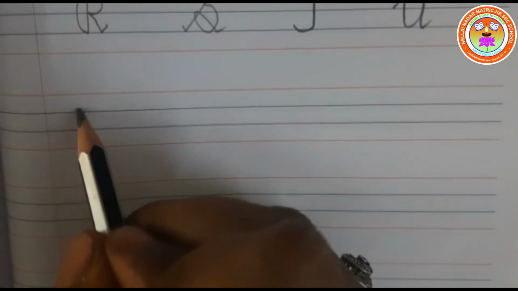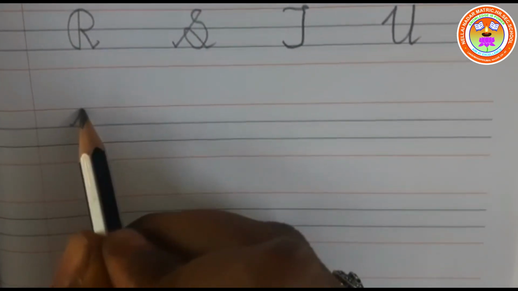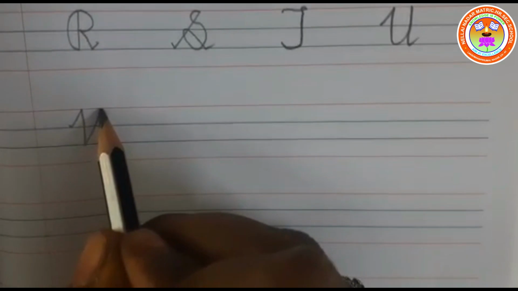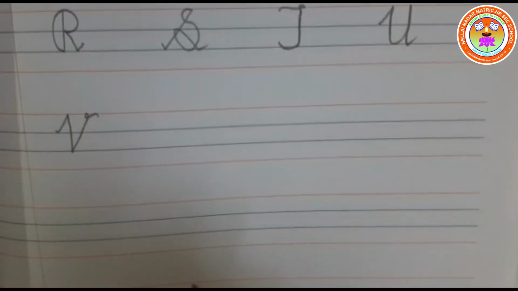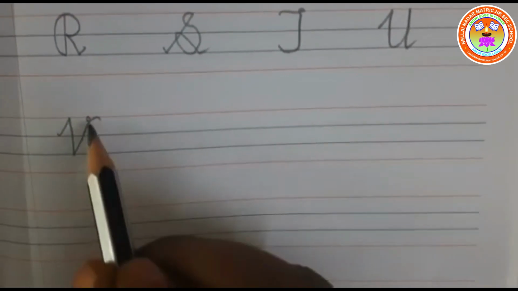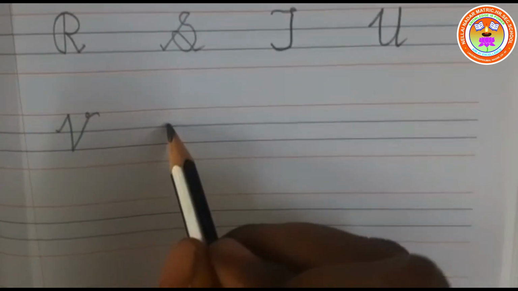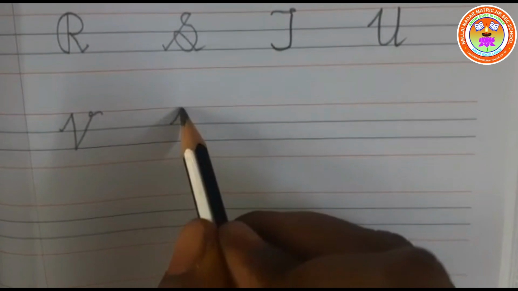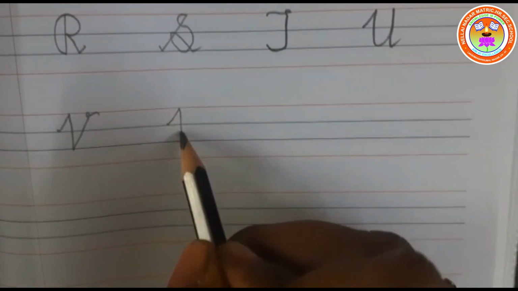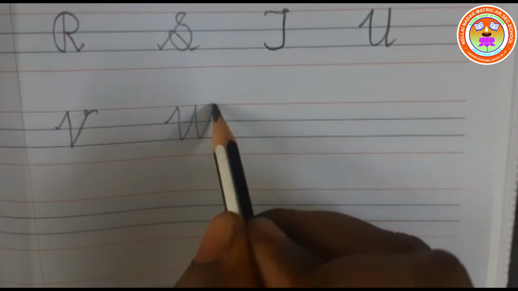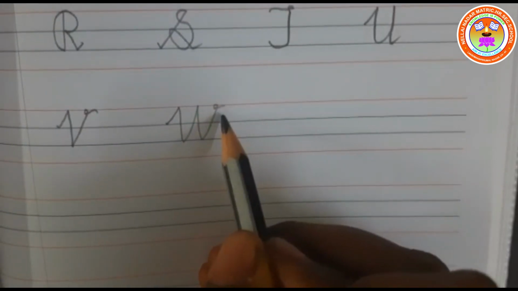Okay, next letter is V. Pencil on the first blue line, small slanting line, write V and tail on the first red line. This is like a loop out. Okay, next letter W. Again, pencil on the first blue line, put a small slanting line, write W and loop out.